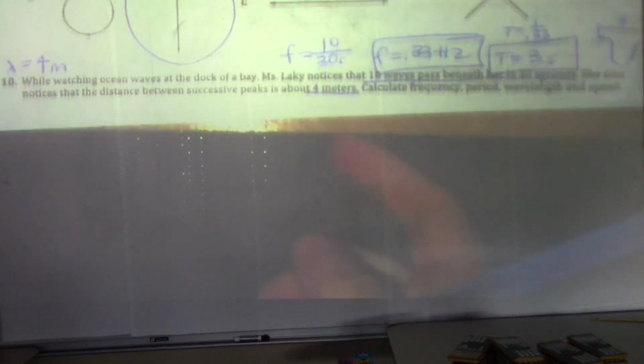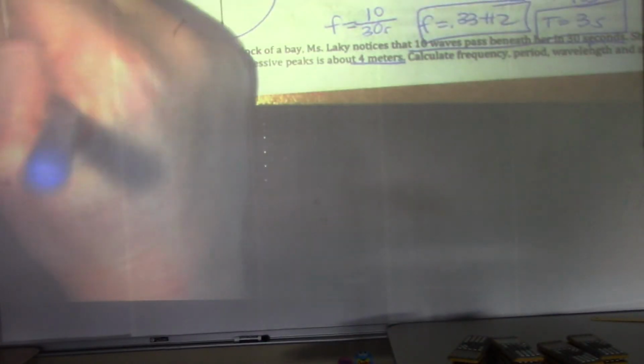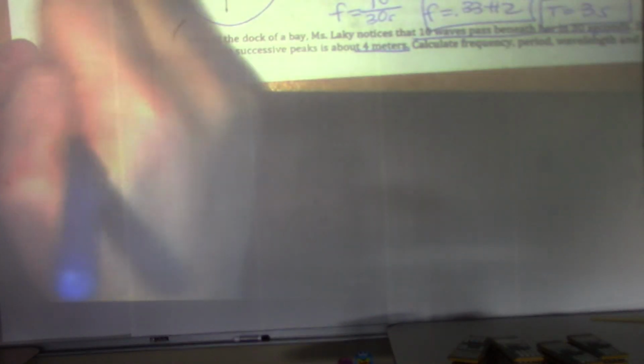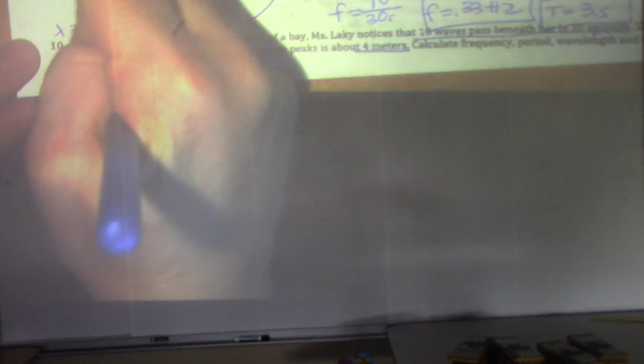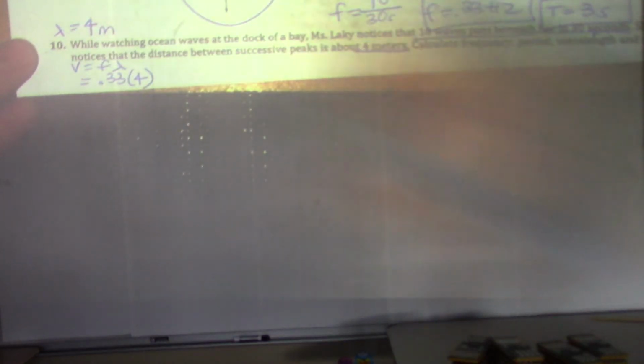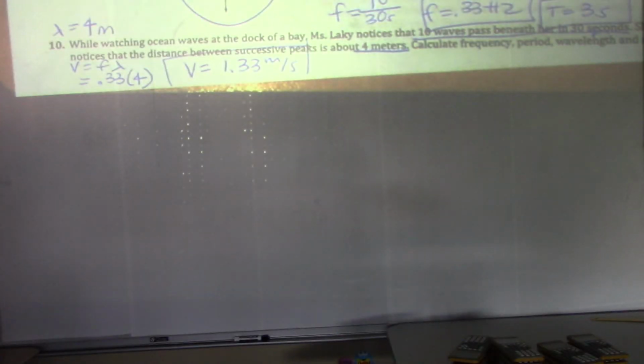Okay. And then lastly, to find your speed, well, speed equals frequency times wavelength, so frequency is 0.33 times wavelength of 4. So that's going to give me a velocity of 1.33 meters per second. That's your answer.